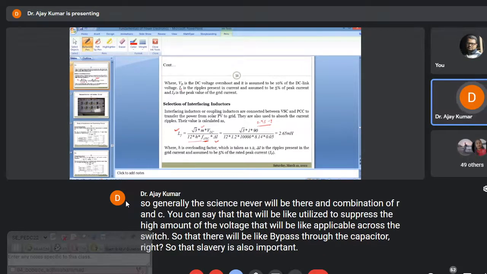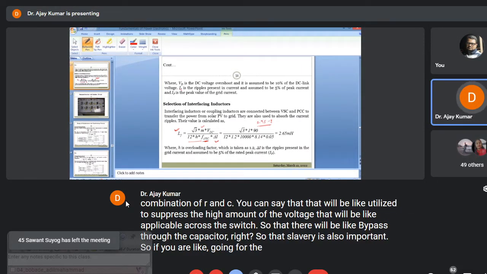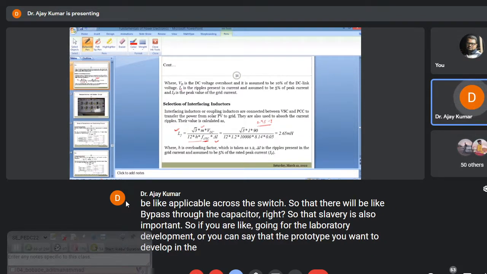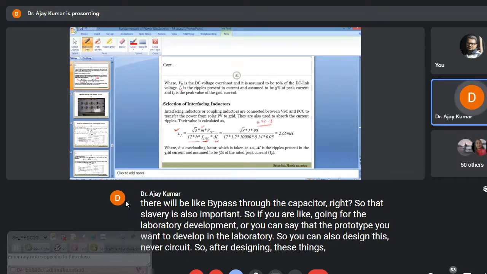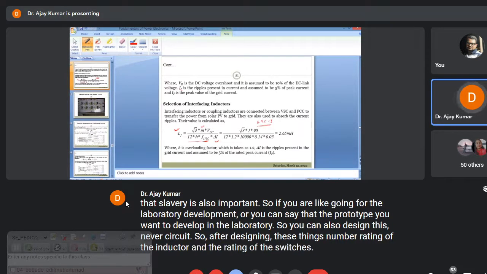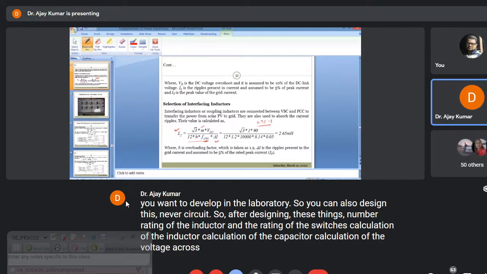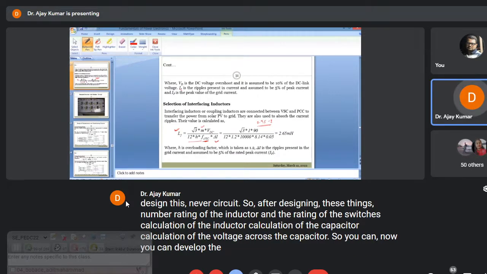So if you are going for laboratory development, or you want to develop a prototype in the laboratory, you can also design the snubber circuit. So after designing these things, snubber, rating of the inductor and the rating of the switches, calculation of the inductor, calculation of the capacitor, calculation of the voltage across the capacitor, you can develop the inverter and the power network.